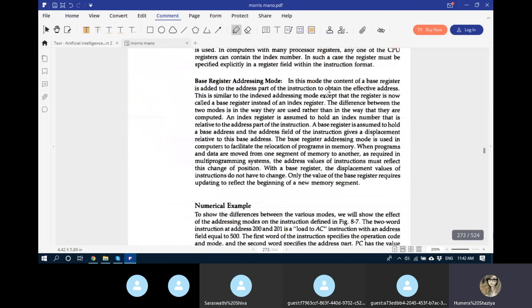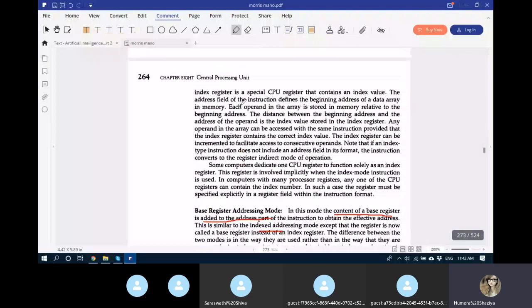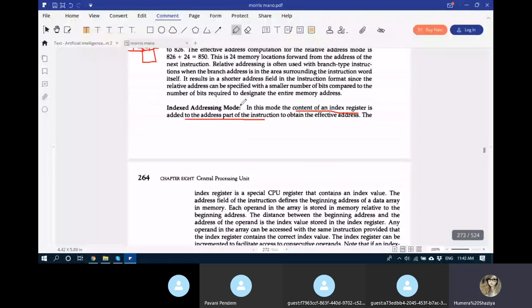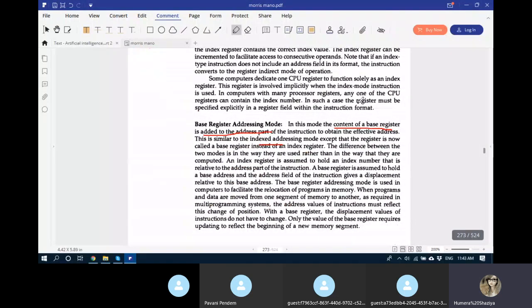Base register addressing mode. In this, the contents of the base register are added to the address part. This is similar to indexed addressing mode, except the register is now called the base register instead of the index register. These two are similar, indexed addressing mode and base register addressing mode, because both do the same thing. They add the contents of the address part of the instruction with the contents of the index register in case of indexed addressing mode, and the contents of the base register in case of base register addressing mode.